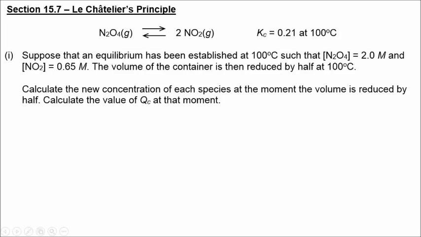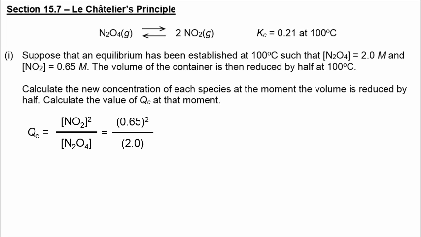Here we have the equilibrium system we've looked at before in this packet. We start with 1 mole of gas, N2O4, and the products are 2 moles of gas, NO2. Now suppose that we have an equilibrium system already established where we have a concentration of N2O4 of 2 moles per liter and a concentration of NO2 of 0.65 moles per liter. 0.65 squared divided by 2, that gives us a value of 0.21. So you're already at equilibrium, and then you reduce the volume of the container by half.